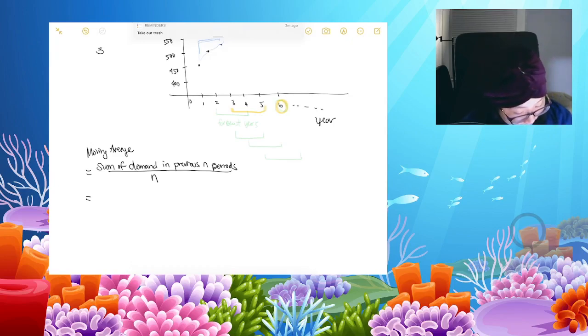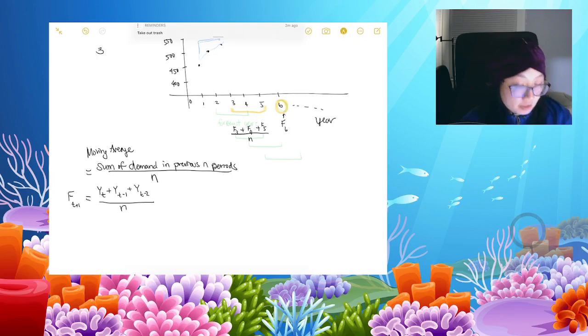So if we're calculating here the forecast for year 6, then we actually want everything from F5, F4, and F3. We're going to add those up and divide by N. What we're going to do to represent this is to give it the variable T plus 1. That way we can go with the value from the last period, adding the value from the period before, and also the value right before that. And then we're going to divide that over N.